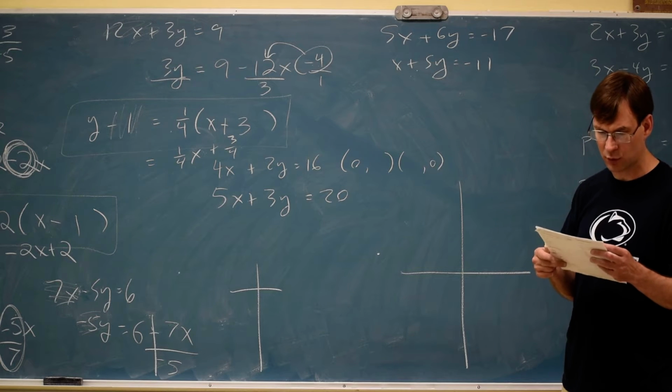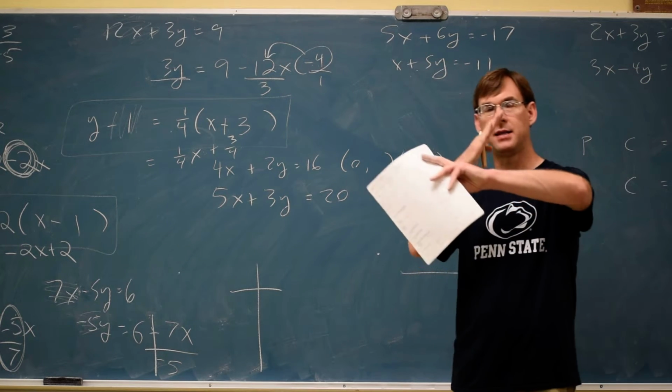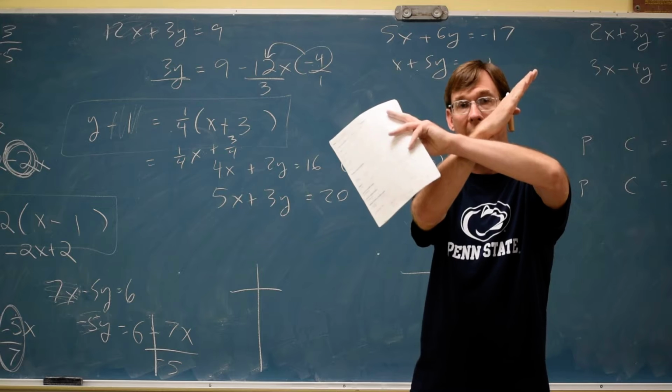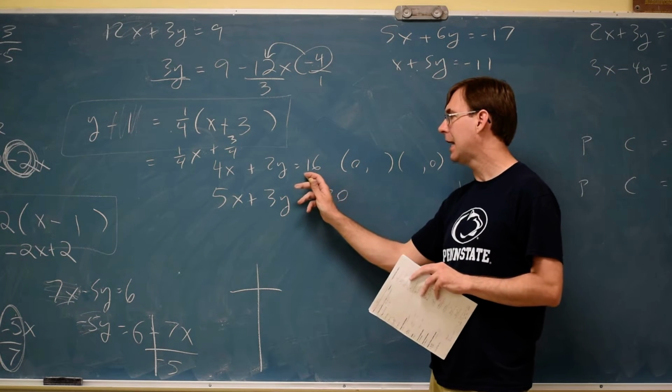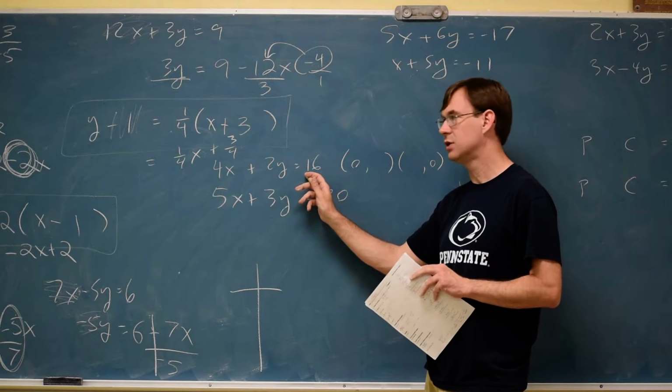For 46, we're trying to solve graphically. The idea here is we'll make 2 lines that make an X, and we're going to look to see where they cross. I'm going to do the second line graphing first because it's easier.